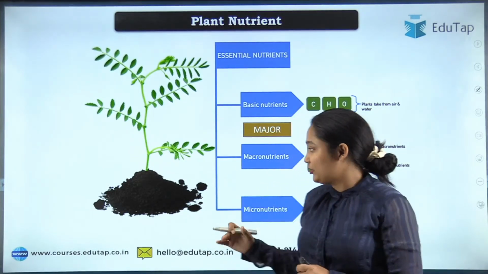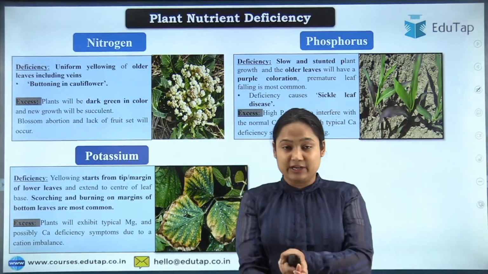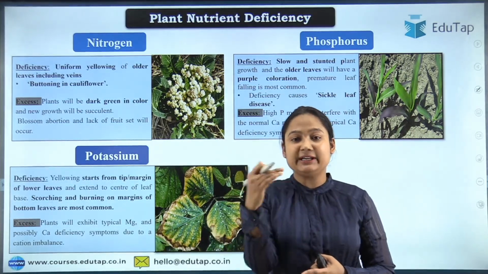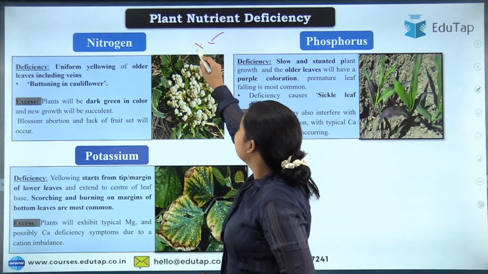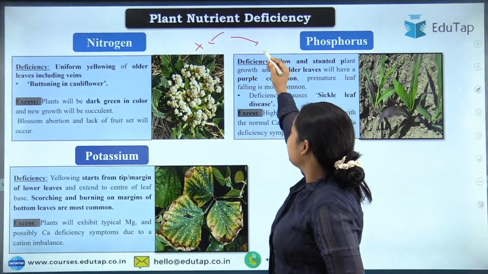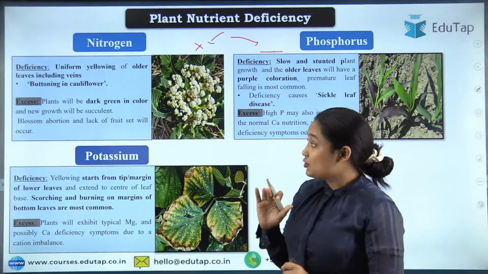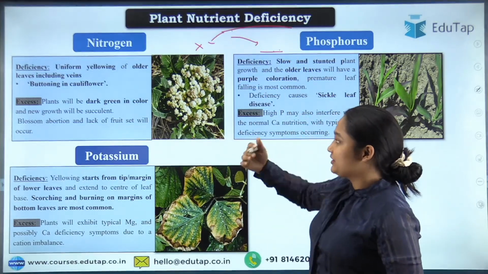Now let's move to the main part of this nutrient topic, and the other important topic from the exam point of view, and that is nutrient deficiency. The essential nutrients that we have discussed, if they are not provided in enough quantity to the plant, what will happen? There can be two conditions: either the nutrient is not there at all, or it is present but not enough for the plant. So we will discuss these conditions and what will happen if nutrients are deficient in the plant.